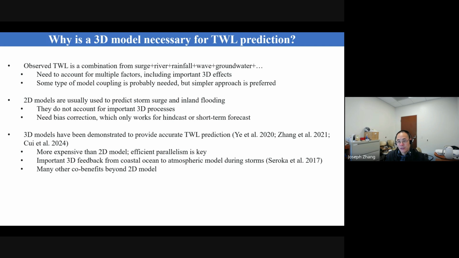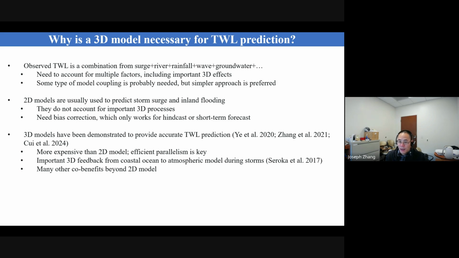And those publications really demonstrate the power of 3D models in accurately capturing the total water levels. So obviously, 3D models are more expensive. That's why fewer groups are using 3D models. So our job is really to make a 3D model as efficient as possible, so that it becomes more affordable, assuming that you have adequate HPC resource, or GPUs, right? So we did lots of work there.